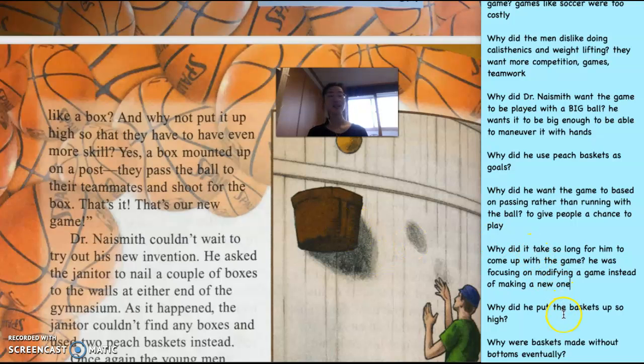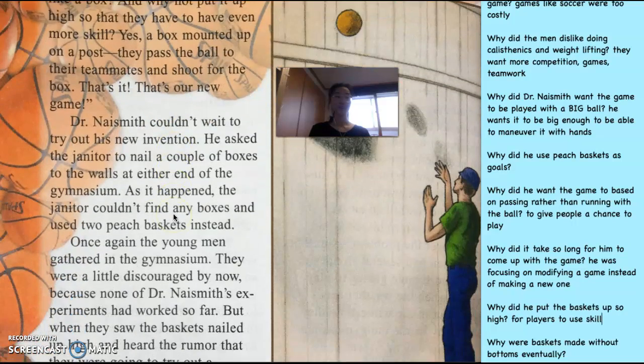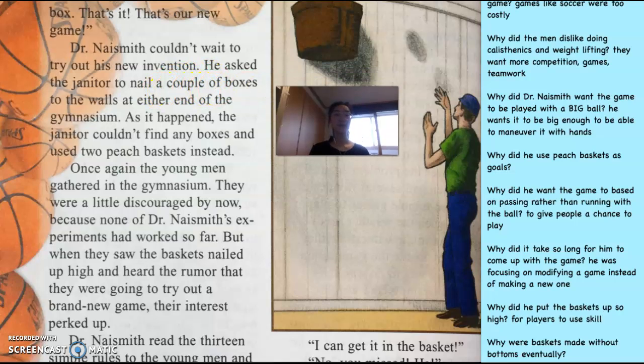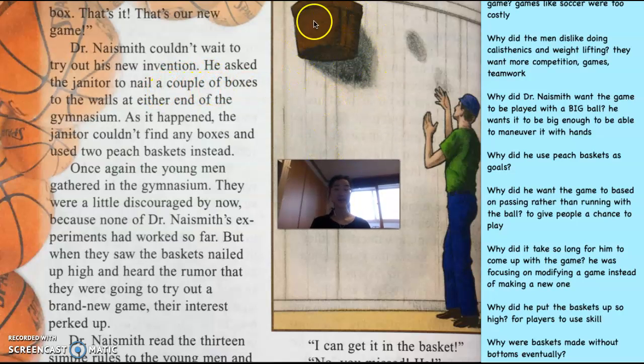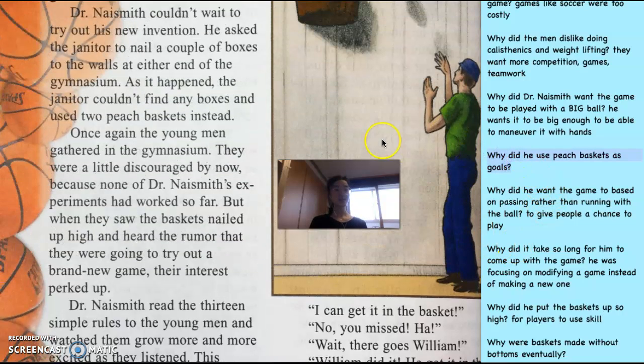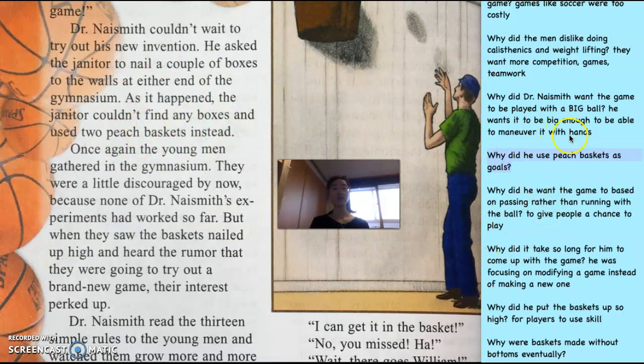So why does he put the baskets up so high? Yeah, so it will be reliant on skill. Okay. And yeah, let's go on. Dr. Naismith couldn't wait to try out his new invention. He asked the janitor to nail a couple of boxes to the walls at either end of the gymnasium. As it happened, the janitor couldn't find any boxes and used 2 peach baskets instead. So why did he use peach baskets? Because the janitor couldn't find any boxes.